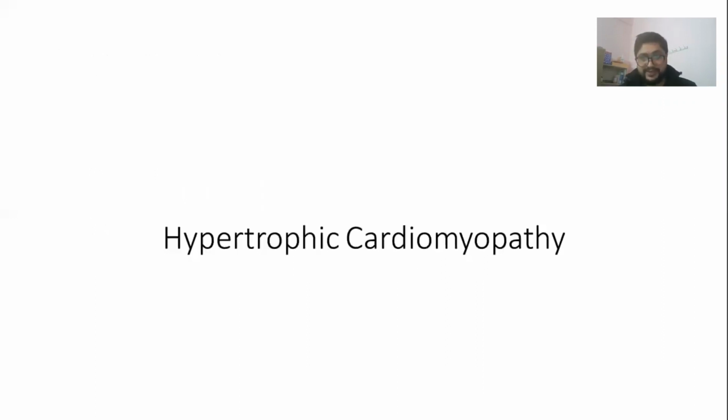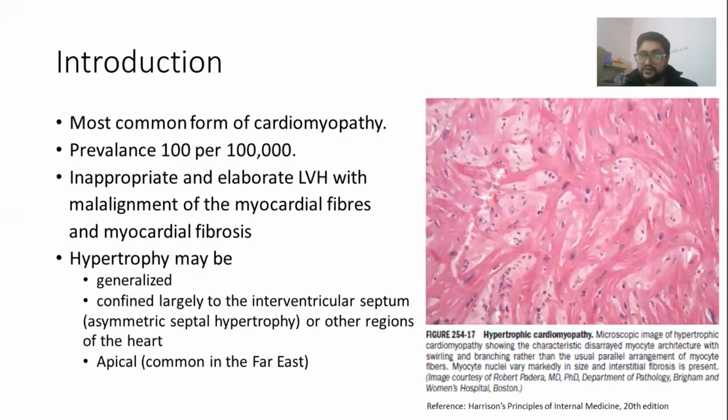Next important cardiomyopathy is hypertrophic cardiomyopathy. This is one of the most common forms of cardiomyopathy. The prevalence is about 100 cases per 100,000 population. There is inappropriate and elaborate left ventricular hypertrophy with malalignment of the myocardial fibers and myocardial fibrosis.